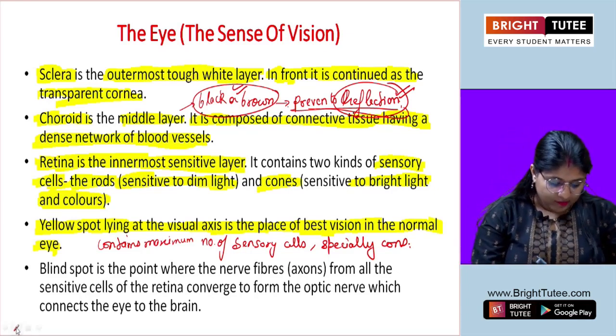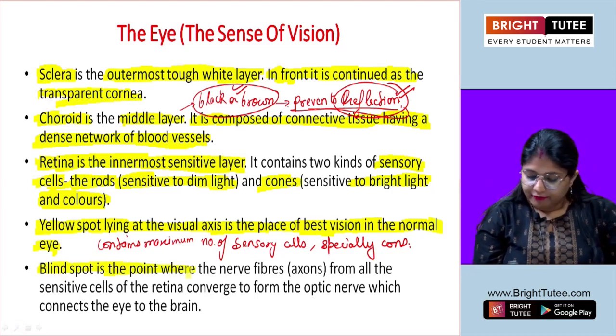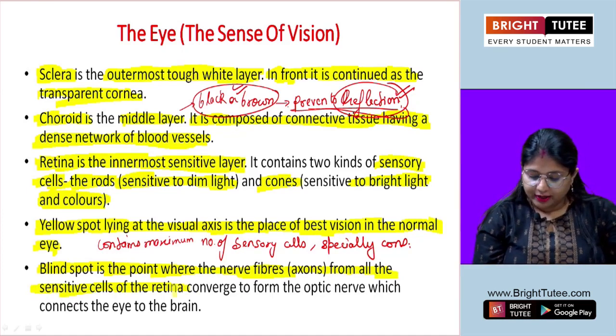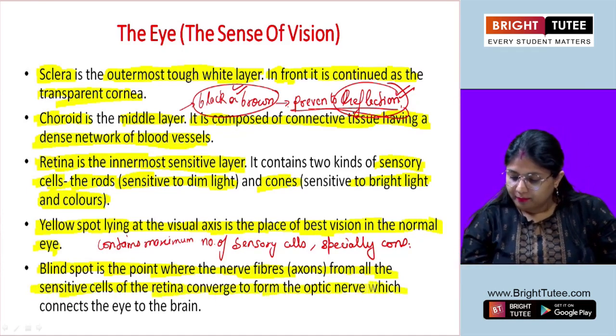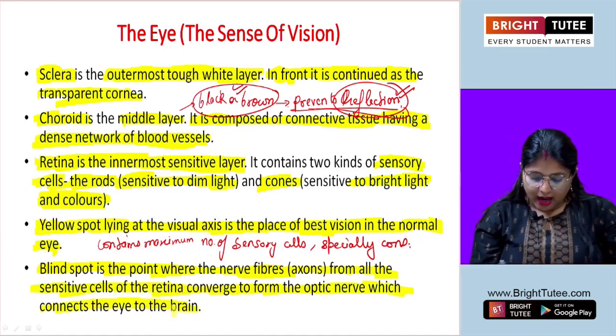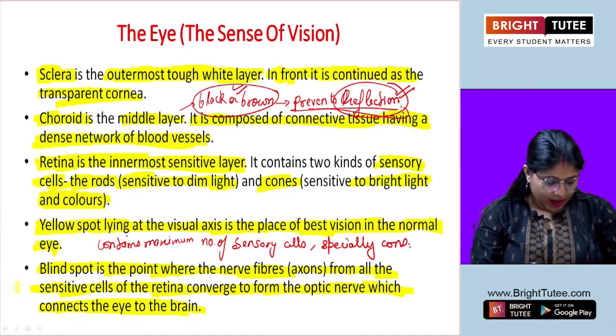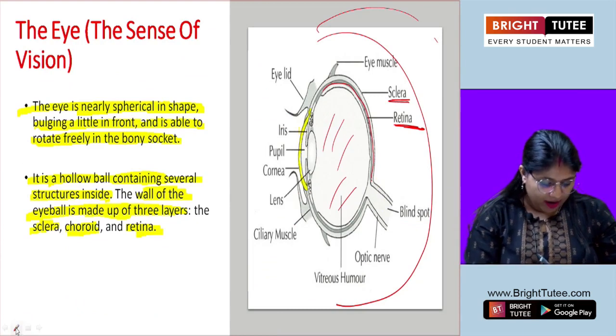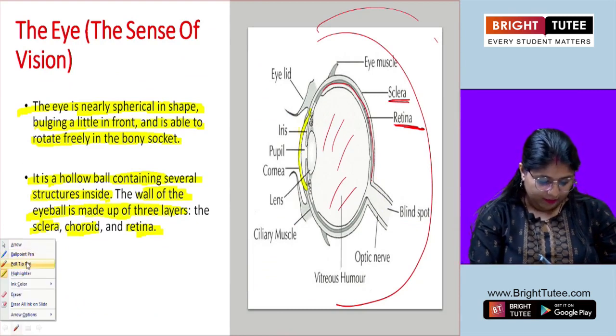Then, the blind spot. The blind spot is the point where the nerve fibers from all the sensitive cells of the retina converge to form the optic nerve, which connects the eye to the brain, right. Now, if we look at the image, this part over here is the blind spot, right.